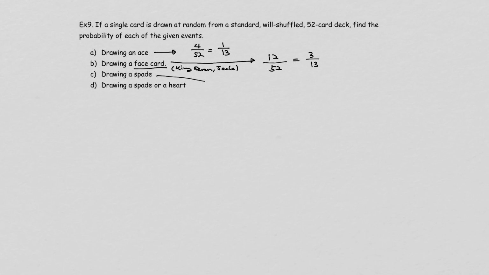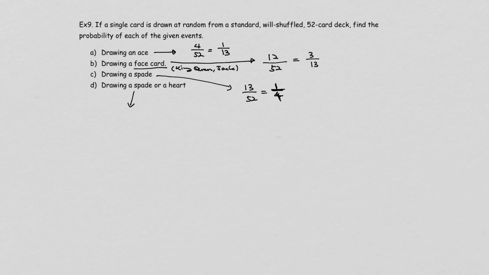The third one is asking drawing a spade. Remember, each shape has 13 cards. So you have 13 out of 52, which gives you 1/4. Another way of looking at it, remember you had 4 different shapes, so it will be 1 out of 4, right? Probability.